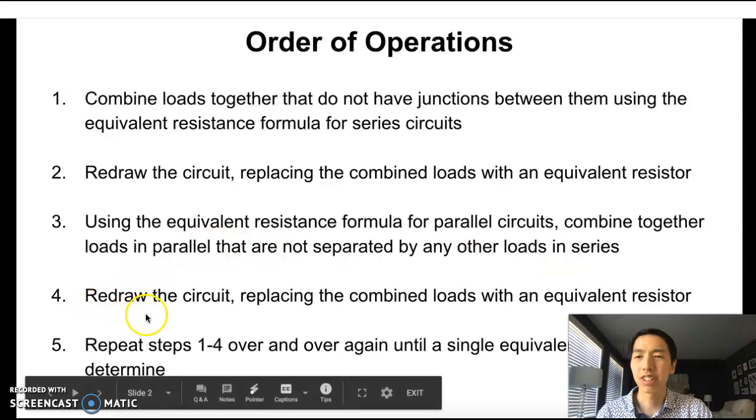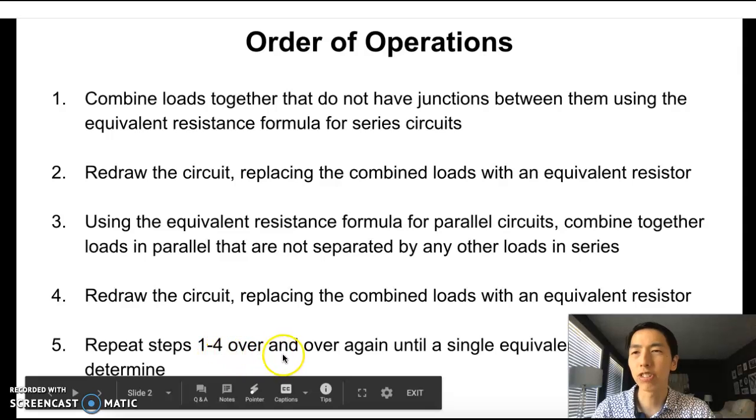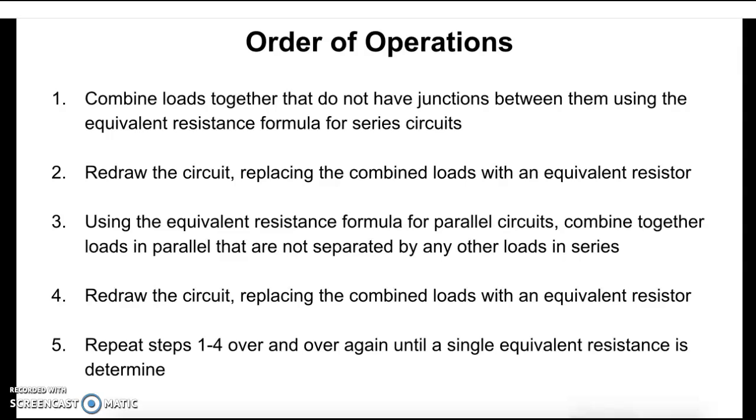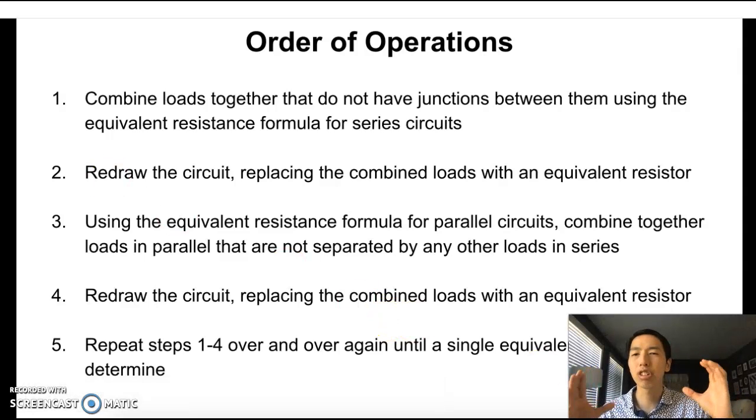Once again, after you've done that, you redraw the circuit, replacing any loads you combined together with just one single resistor. And then repeat steps 1 to 4 over and over again until a single equivalent resistance is determined. As you go through this process, your circuit should shrink. As you redraw your circuit, it gets smaller and smaller until you're left with just one single resistor. We'll call that the equivalent resistance.